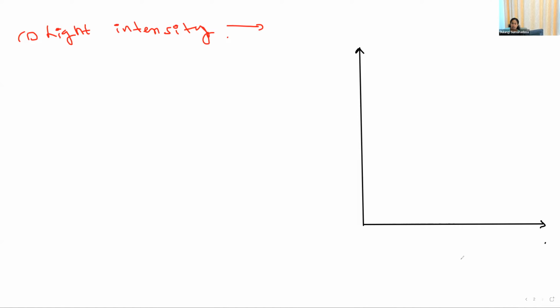So it's the same thing, right? Whatever you have on the x-axis is the independent variable. So what we are changing is the light. And because of the light, what's going to change? The dependent variable is the rate of photosynthesis.